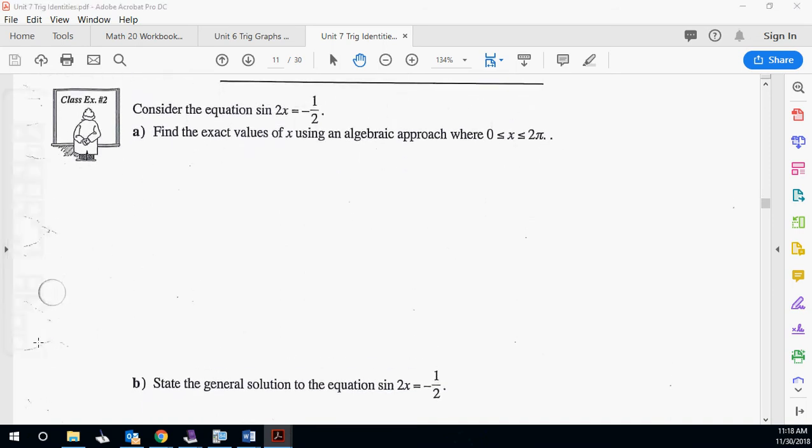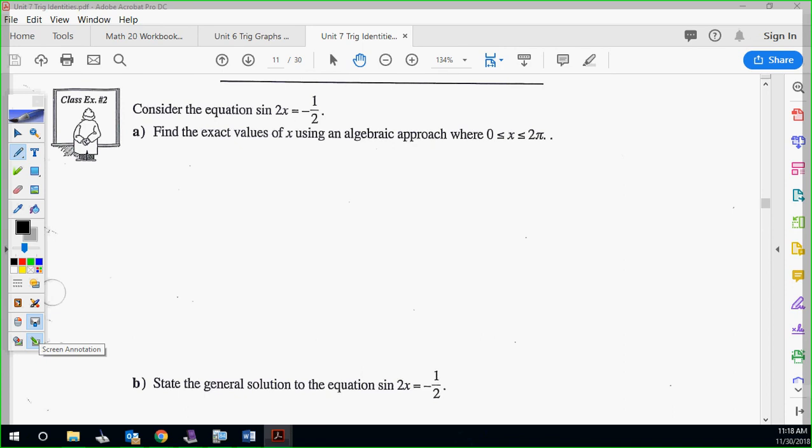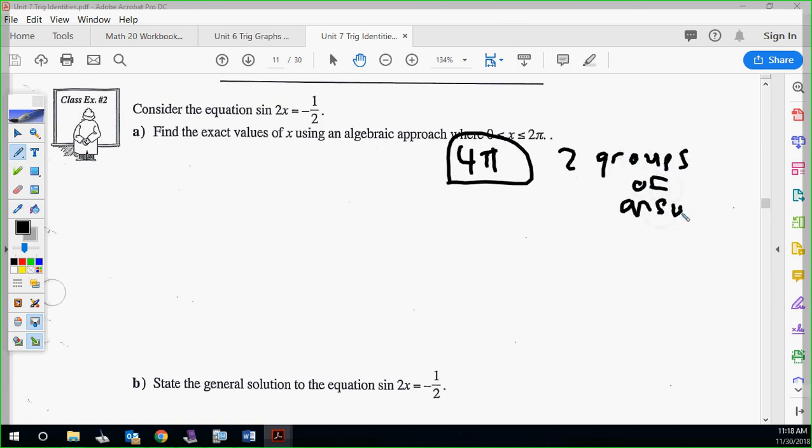So let's look at this one. Sine of 2x equals negative 1/2. So let's go ahead and talk about that 2. This graph is going to act as it's going to what? So the last one was 3, it went to 6 pi. This 2 is going to go to 4 pi. Good. So 4 pi tells me, guys, that we have 2 groups of answers. That's how I think about this. Because we know that 2x is going to make the graph shrink down and happen twice more often than normally. If it's 4, then it would happen 4 times more, so it'd be 8 pi. Okay. So then we're going to look at x from 0 to 4 pi.